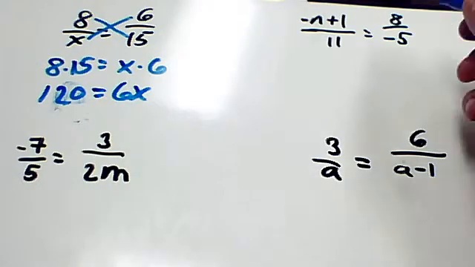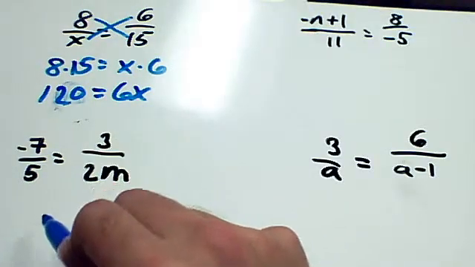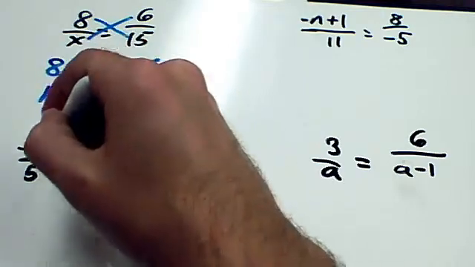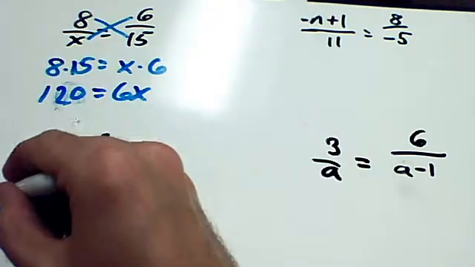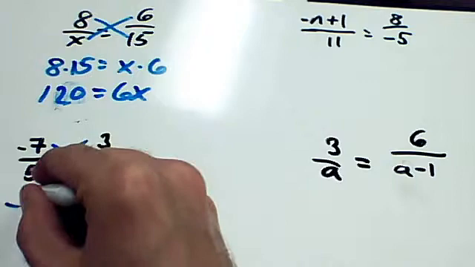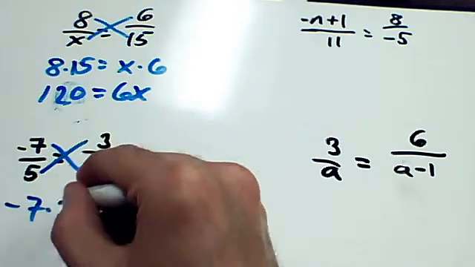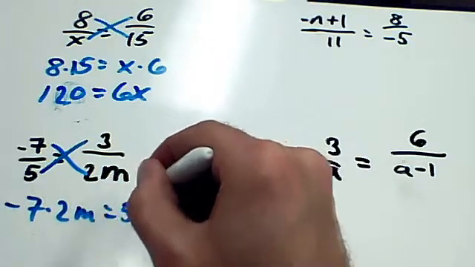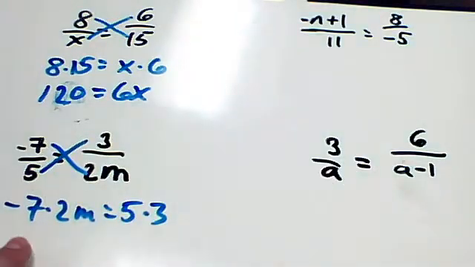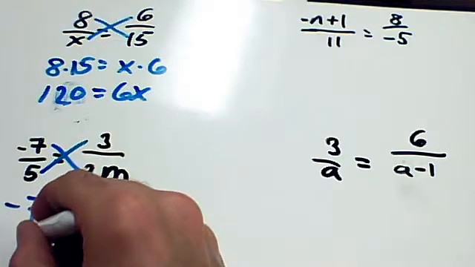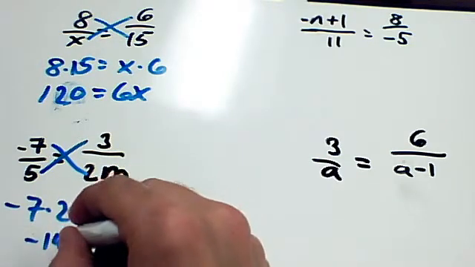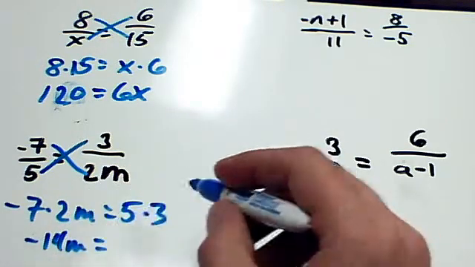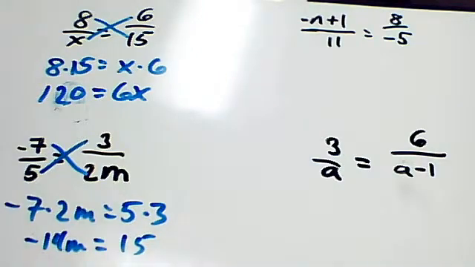Okay, over here, actually let's come down here first. Okay, I'm going to cross multiply, and then we'd have negative 7 times 2m is equal to 5 times 3. Well, then negative 7 times 2 is negative 14, and then times m is equal to 15. And you can solve from there.